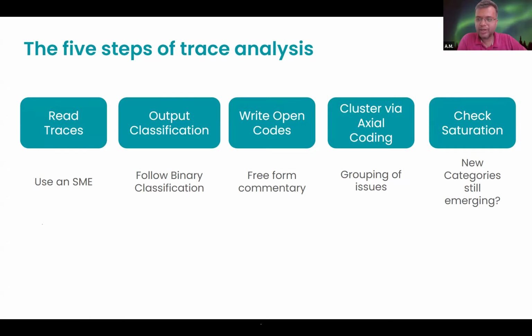And once you have consumed and analyzed 200 or 250 traces and written open quotes around them, you try to cluster those open quotes to understand the broad categories of issues, which is basically called axial coding. How do you do that? What does the output look like, etc.? We will look at that.